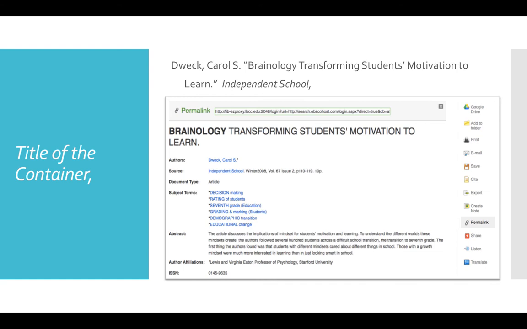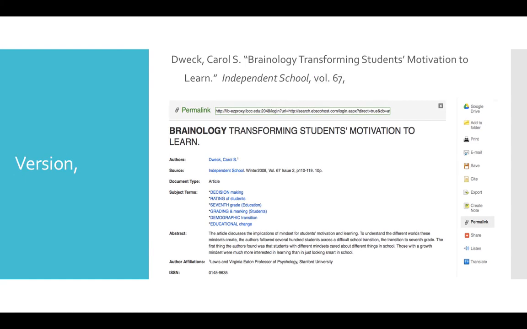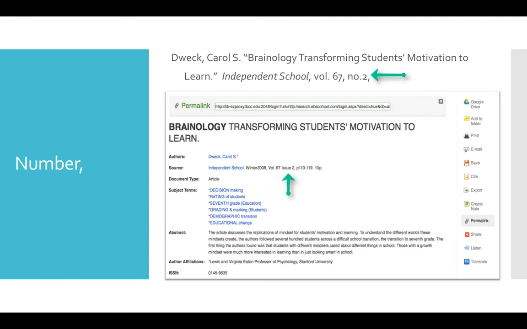The next item is the title of the first container. In this case, it is the title of the original publication, which is the magazine Independent School. Next are the version and number. For our sample, the version is volume 67, and the number is number 2. MLA now wants writers to include the abbreviations, so you would use VOL period for volume and NO period for number.